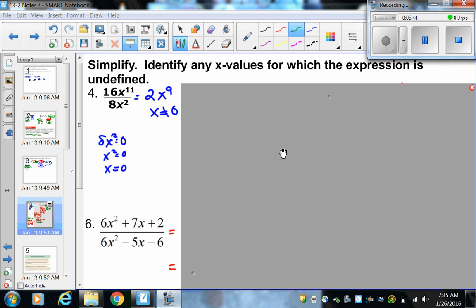Okay, so hopefully for example 4, your final answer came out to be 2x to the 9th, where x does not equal 0. So I got the undefined by setting 8x squared equal to 0 and solving for x. 16 over 8 reduces to 2, and 11 minus 2 is 9.